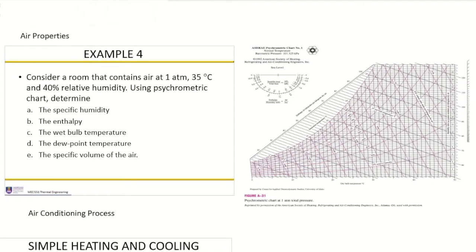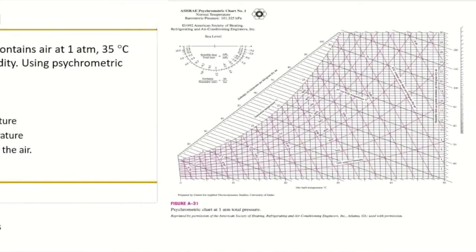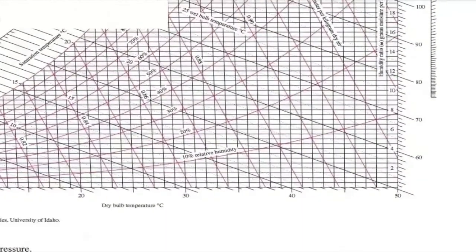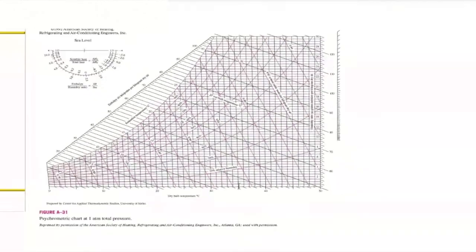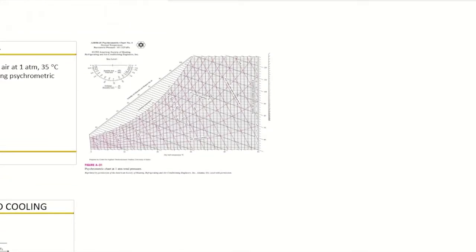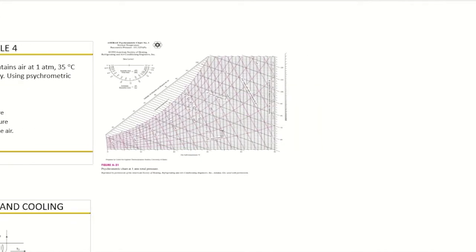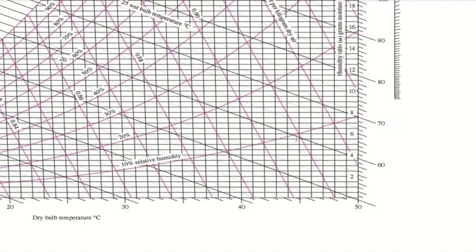Consider a room that contains air at 1 atm, 35 degrees C and 40% relative humidity. Using the psychrometric chart, determine the specific humidity, the enthalpy, the wet bulb temperature, the dew point temperature, and the specific volume. So let's take a look at the psychrometric chart. The temperature is 35 degrees C, so this is 35 degrees C, and 40% relative humidity. So this is the line of humidity.